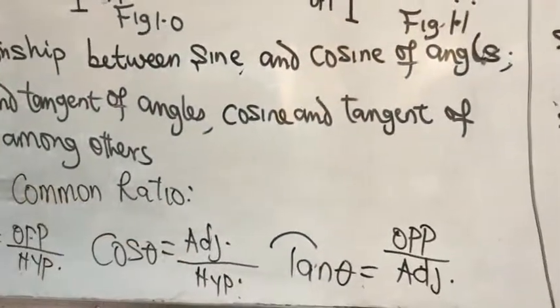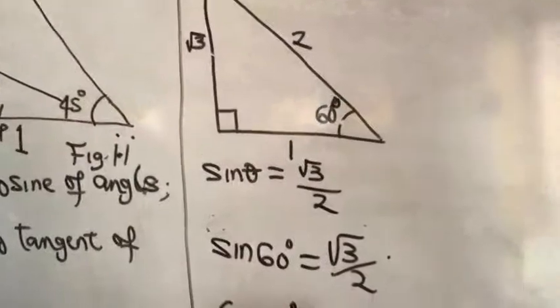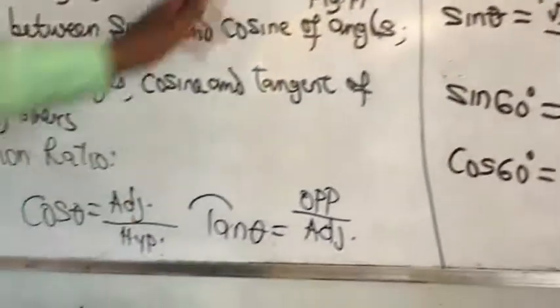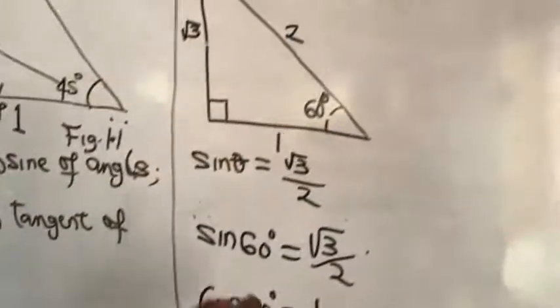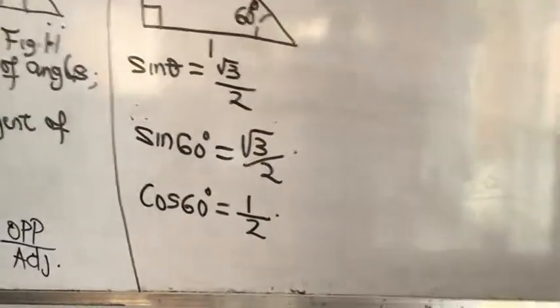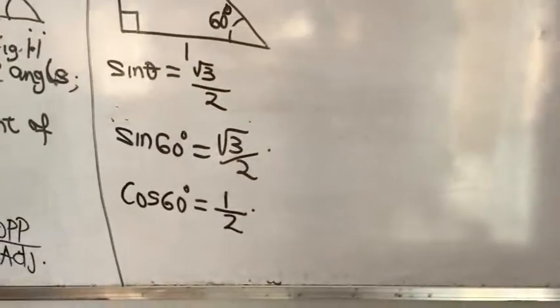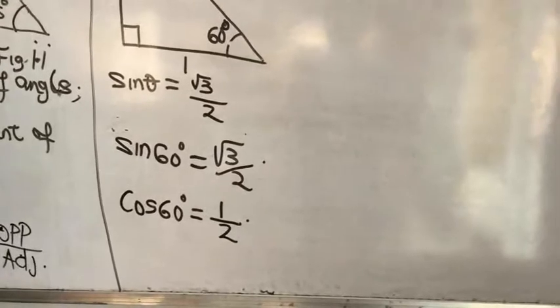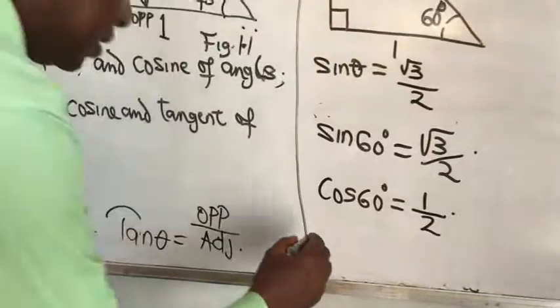So from what the rule is saying, adjacent over hypotenuse. Who's your adjacent? Of course, it's 1. 1 over hypotenuse. Who's your hypotenuse? This long one, which is 2. Which means in examination, if you are given cos 60 and you don't have a calculator, simply put 1 over 2. The last one is tan 60.